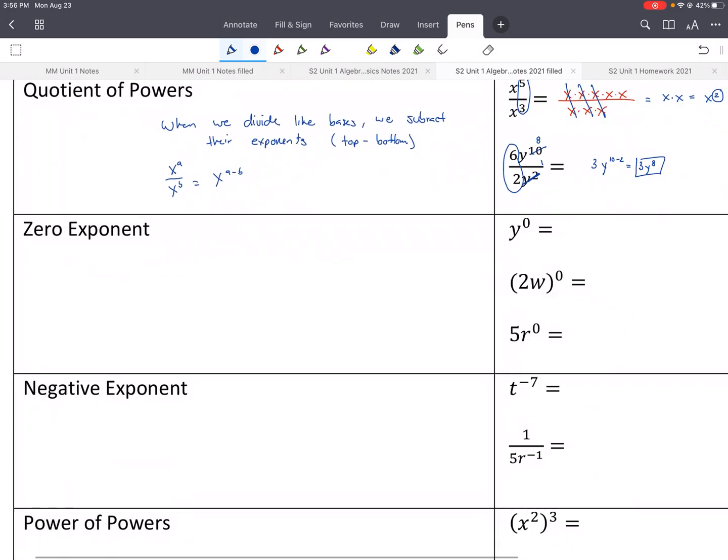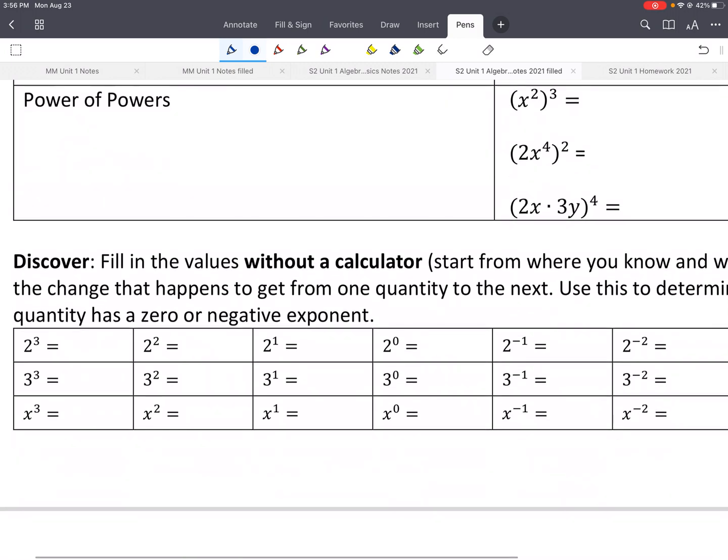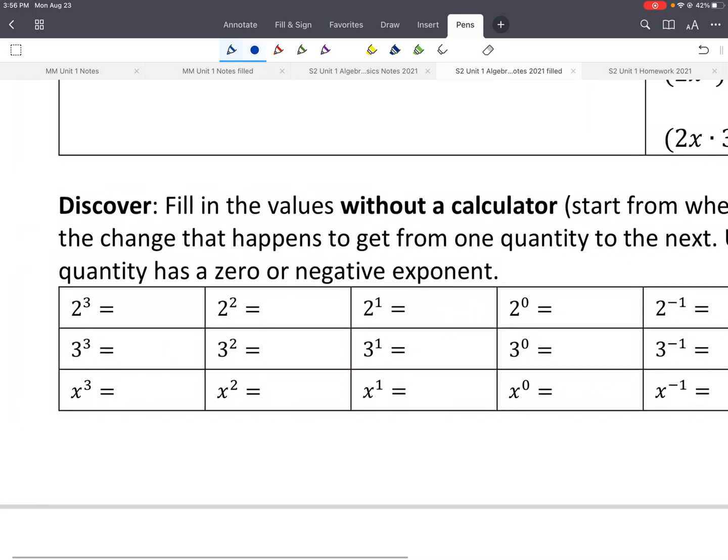So what happens when we have 0 exponents? To figure that out, let's fill in this table. If you would pause and do these, and we'll see where we're at. So 2 to the 3rd, well, that's 2 times 2 times 2, so that should give us 8. 2 squared is 4, and then 2 to the 1, well, that's just 2. For 3's, we go like 27, and then 9, and then 3.